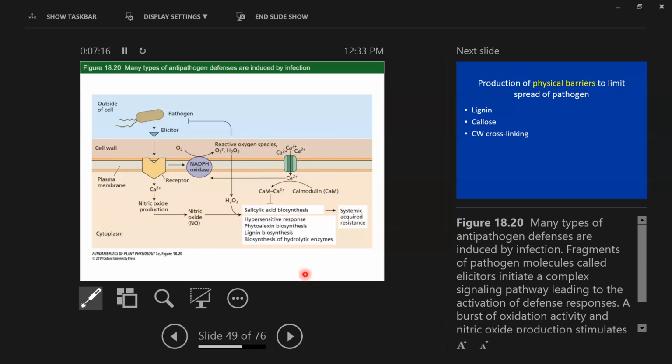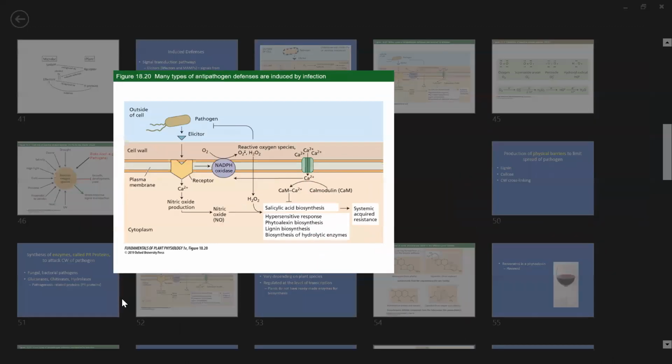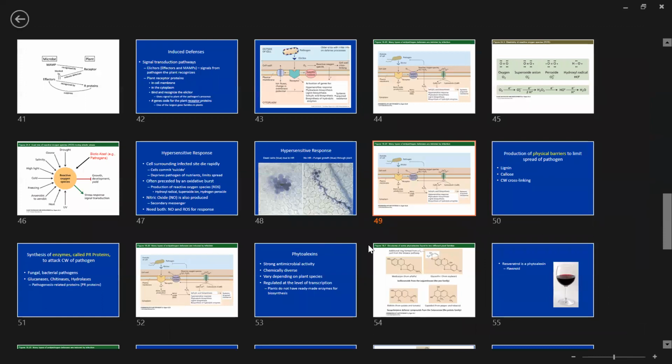Any questions on what's going on in this slide? What about ISR and SAR differences? Which one is due to the plant kicking off a defense response, a systemic defense response? Which one is directly through the plant's action?